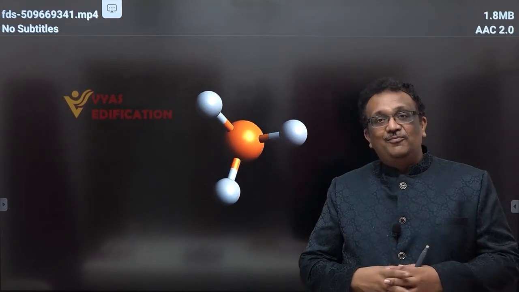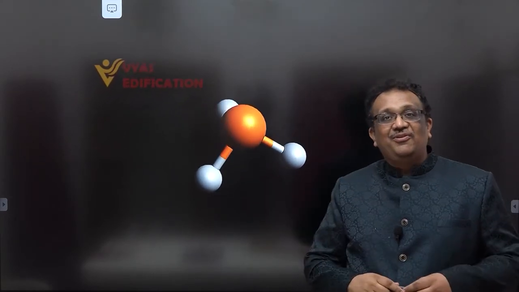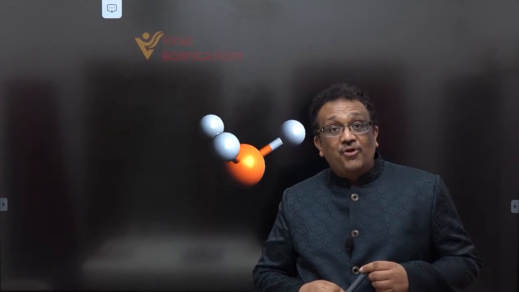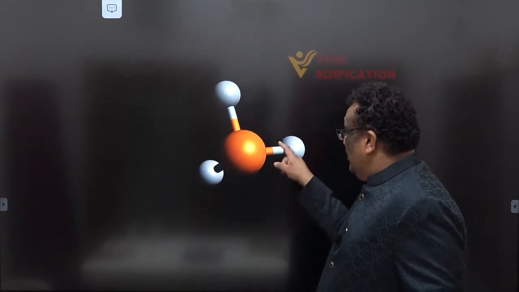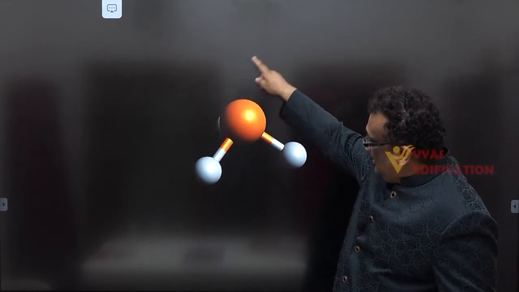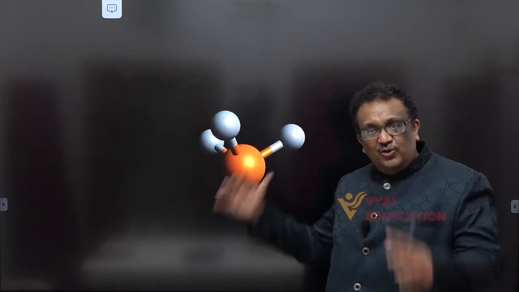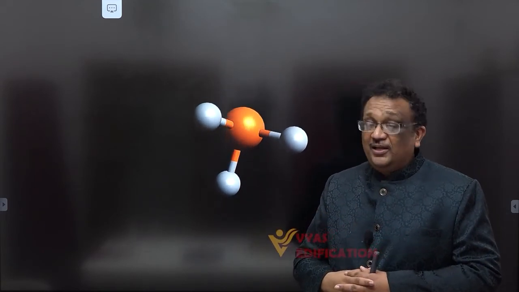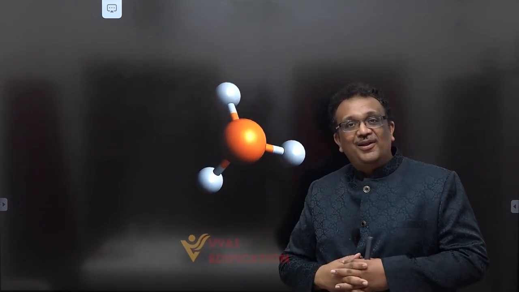And lastly, we come to phosphine, PH3, a beautiful trigonal pyramidal molecule, phosphine. This is a lone pair sitting at the top of this location, you can see, which actually pushes the hydrogen down and gives you this trigonal pyramidal structure.